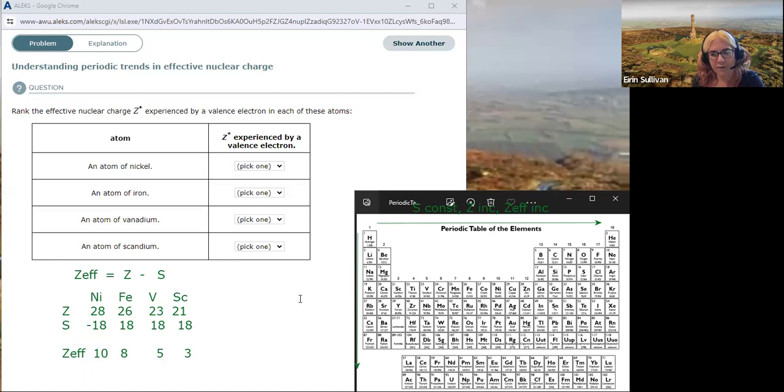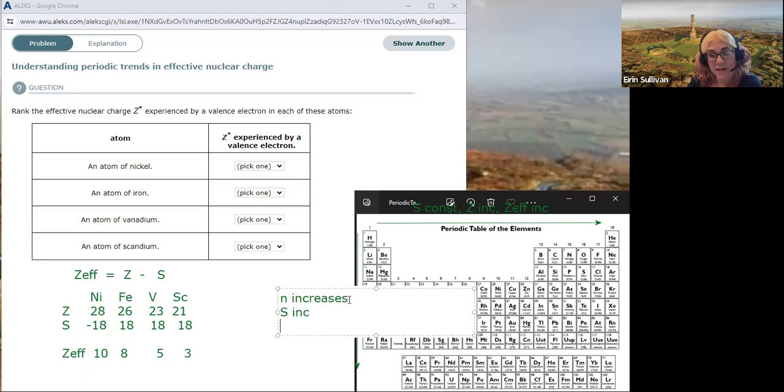So as you go down a group, n increases, literally the number of shells. Therefore, the outer electrons are further away from the nucleus, and there's more shielding in between them. So our shielding is increasing, which means that our effective nuclear charge is going to be decreasing.